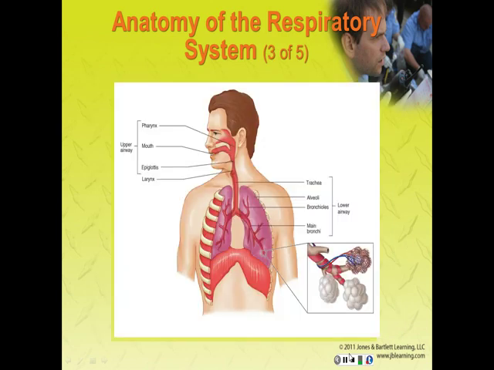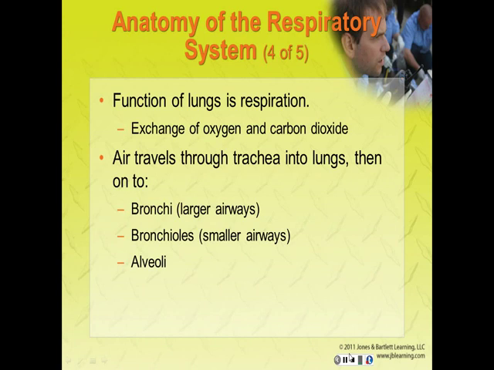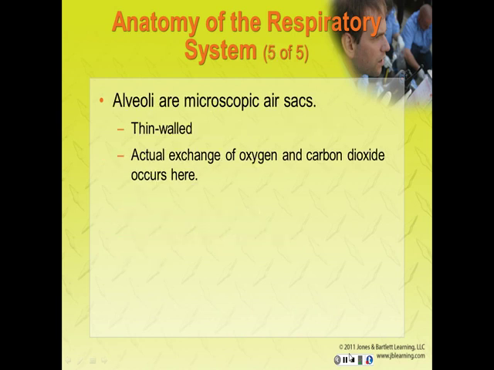The principal function of the lungs is respiration. Respiration is the exchange of oxygen and carbon dioxide. Air travels through the trachea into the lungs, then on to the bronchi, which are the larger airways, the bronchioles, which are smaller airways, and the alveoli. Alveoli are where the actual exchange of oxygen and carbon dioxide takes place. They are very microscopic air sacs, and they are thin-walled.